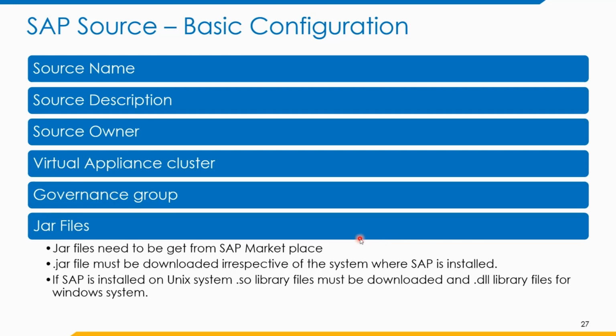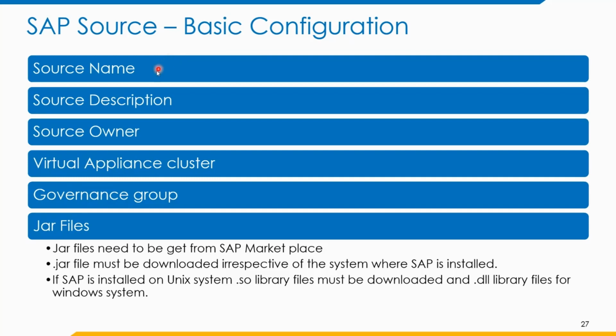Once you open the SailPoint Identity Now tenant, we will see the practical demonstration in a separate presentation. In this, we will understand what other data we require. When you are integrating the SAP HR system, this is the metadata that we are going to fill: source name, source description, source owner, virtual appliance cluster, governance group, and jar files.